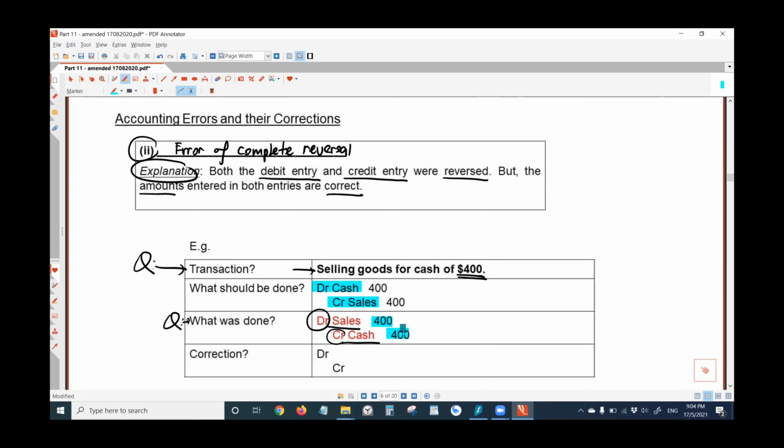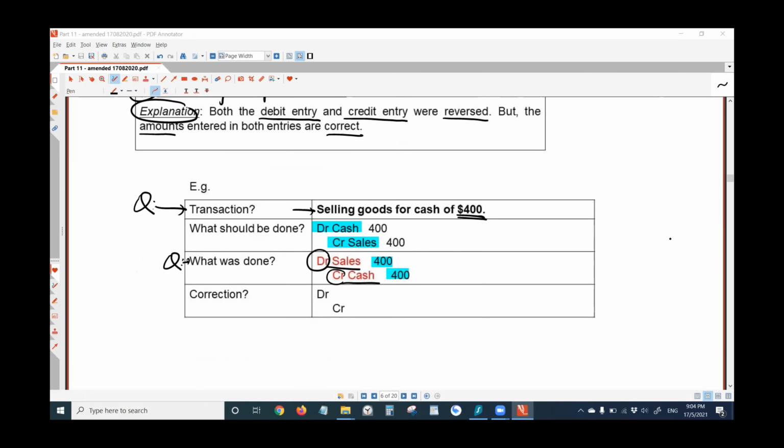So both of you can understand this error. Simple. Do you have any question about this error of complete reversal? No question. Good, Razin. Okay, Joshua. Simple. Good. Now, these first two are still considered simple. Omission, complete reversal, very simple.